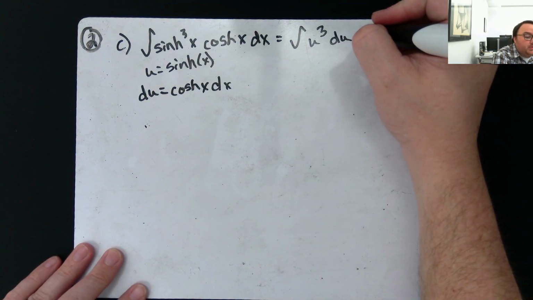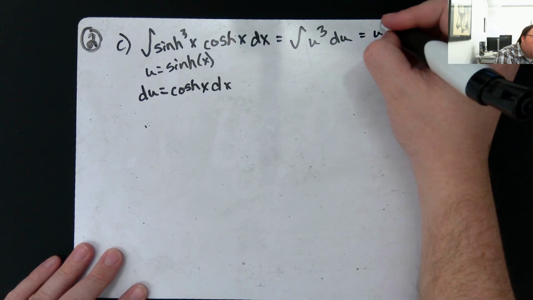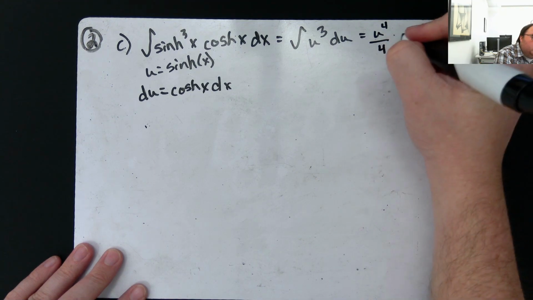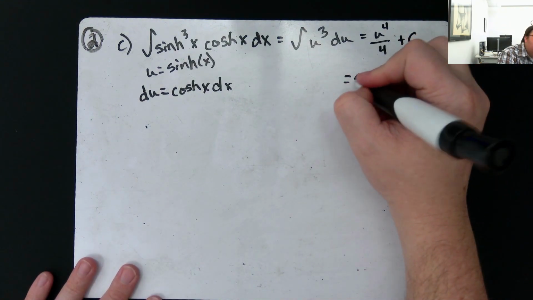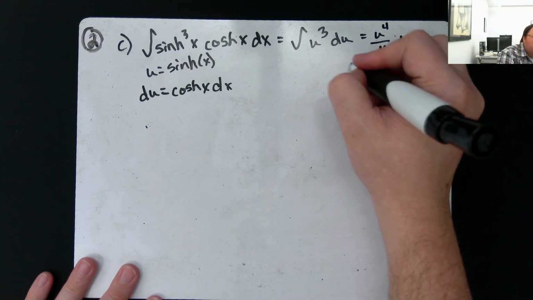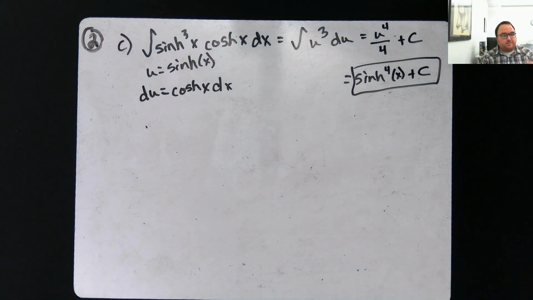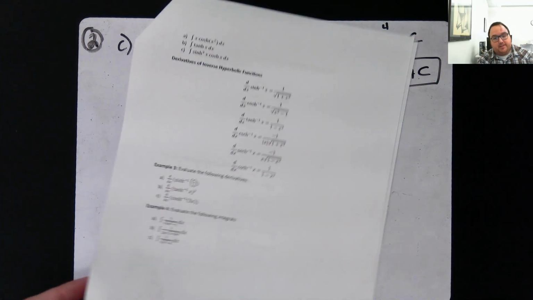The antiderivative of u to the third, add 1 to the power, gives me u to the fourth, over my new power, which is 4, plus c. And we already said u is hyperbolic sine. So there we go. So just like with trig, we have inverse hyperbolic stuff.